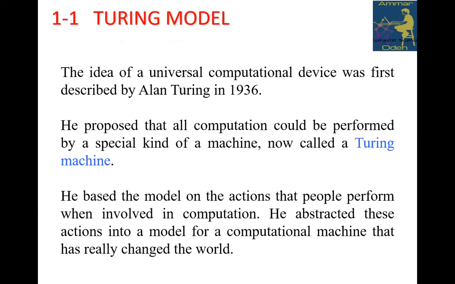Okay, so the Turing model, the idea started in 1936, and Turing believed that the model of the computer is based on the actions people perform when involved in computation, and that the actions in the model are abstracted by using a computational machine, which is going to change the whole world.